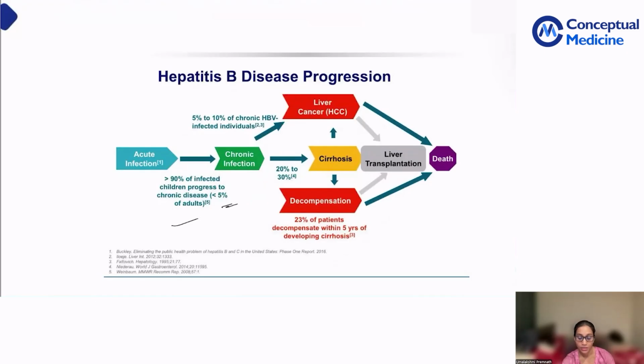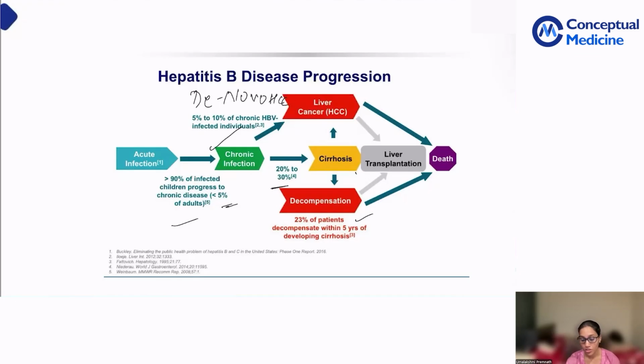Chronic hepatitis, about 20 to 30% of them can become cirrhotic. Some chronic hepatitis directly can become HCC. 5 to 10% of the patients who are infected with chronic hepatitis become HCC. This is your de novo HCC. Directly from chronic hepatitis, they become HCC. Some of them from cirrhosis, here also they can decompensate. So 23% of the patients decompensate within 5 years of developing cirrhosis.